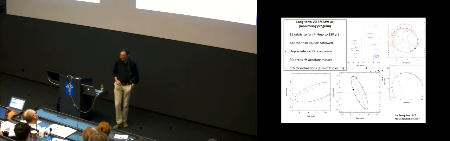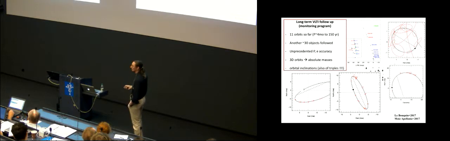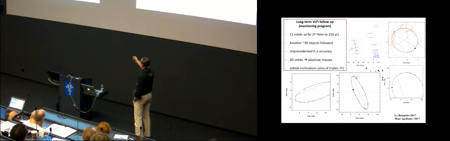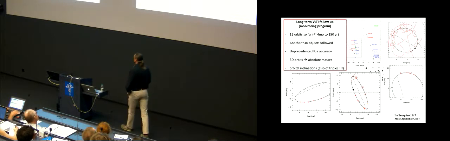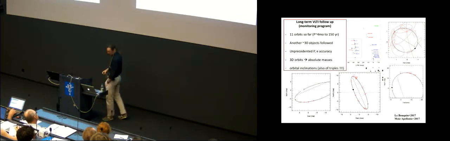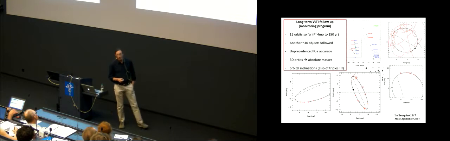Those are examples of binaries for which we managed to measure the orbit, and we have a large diversity, from a circular orbit with a separation of only 1 milliarcsecond, so this is a few months period, up to eccentricities of 0.99 and a period of 150 years. We have only 11 orbits so far, but we're still following up another 30 objects.